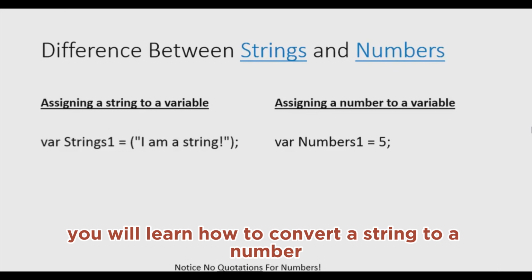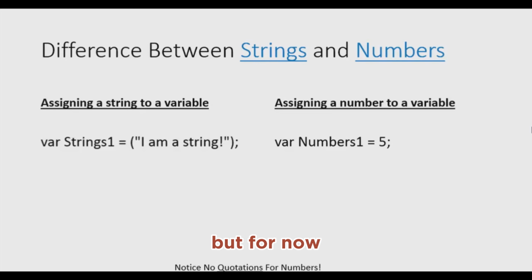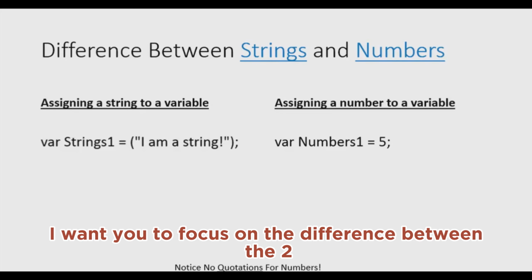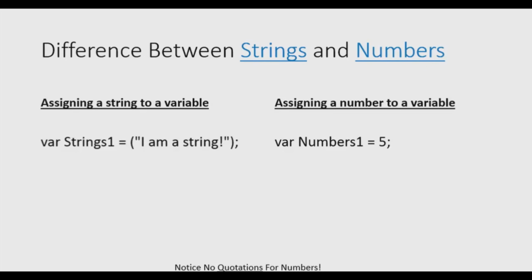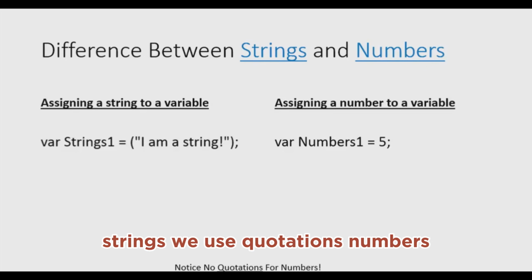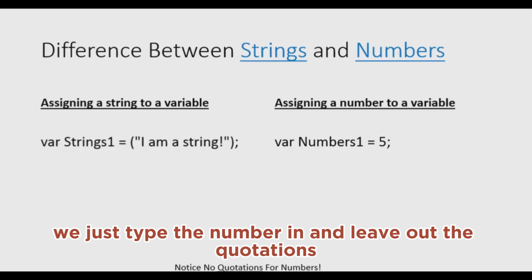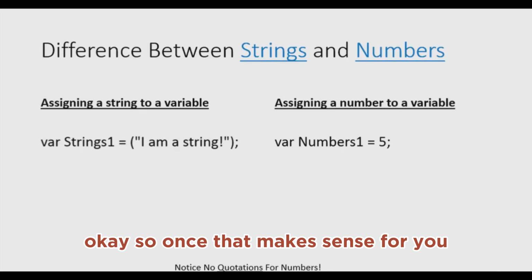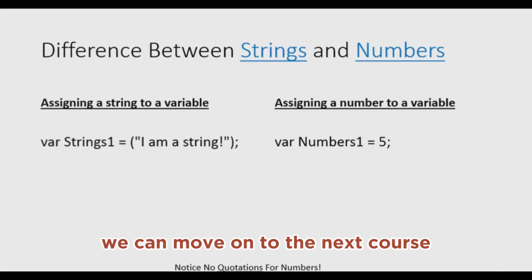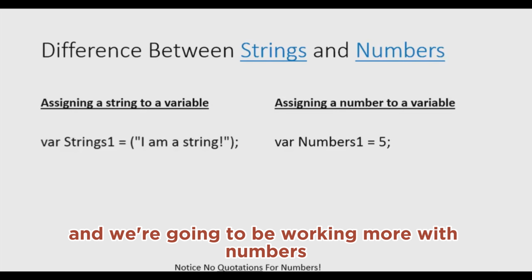Later on in this course, you will learn how to convert a string to a number, but for now, I want you to focus on the difference between the two and how we assign them to variables. Strings, we use quotations. Numbers, we just type the number in and leave out the quotations. That's the main thing that is important for now. Okay, so once that makes sense for you, we can move on to the next lesson, where we're going to be working more with numbers.